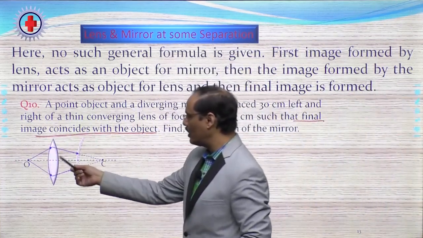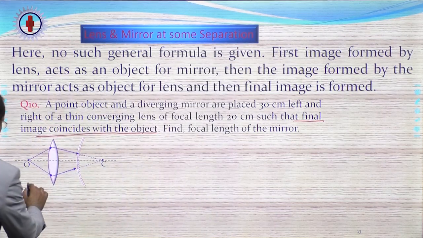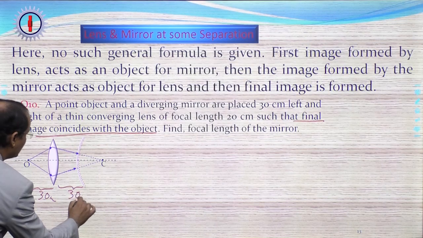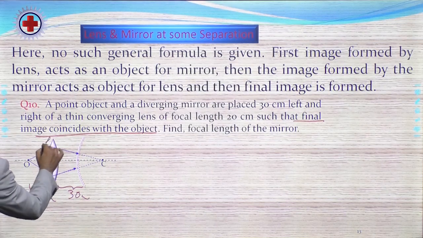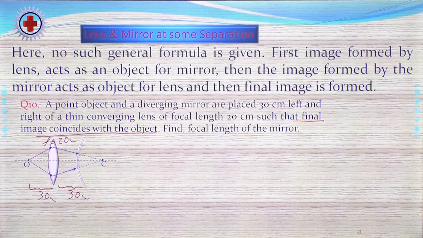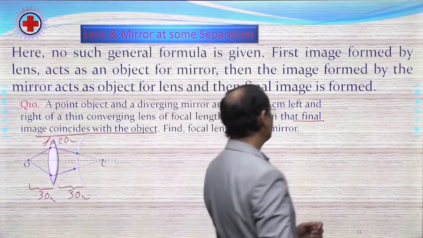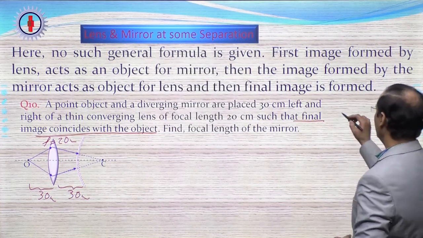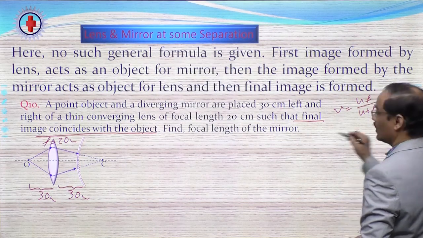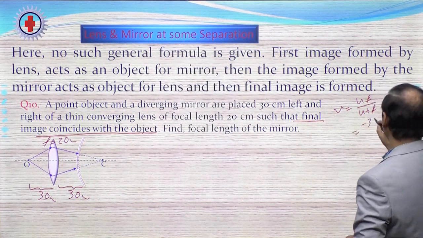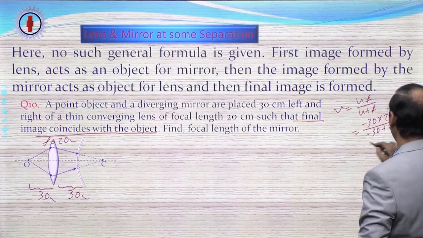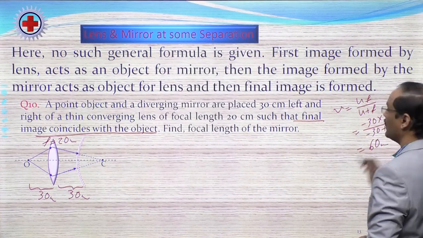We have a convex lens. The object is at 30 centimeter from the lens, the mirror is also at 30 centimeter from the lens, and the focal length of the lens is given to be 20 centimeter. So, where could we get the image? Where is the image formed? Let us see. v is equal to uf upon u plus f, u is given to be minus 30, f is 20, so v = 30 × 20 / (−30 + 20), which comes out to be 60 centimeter.